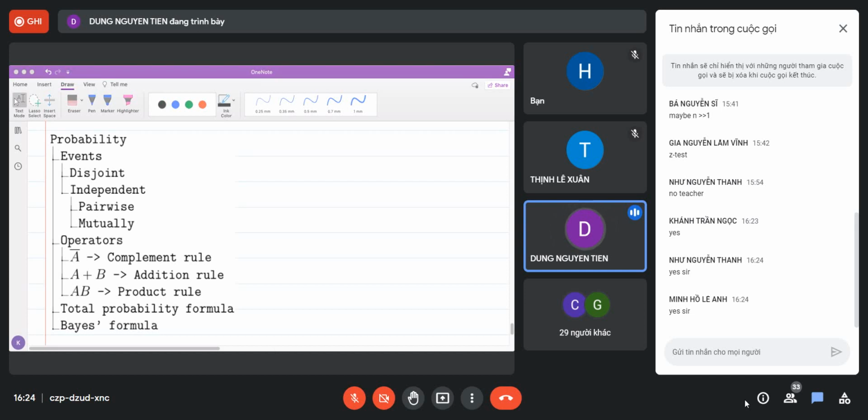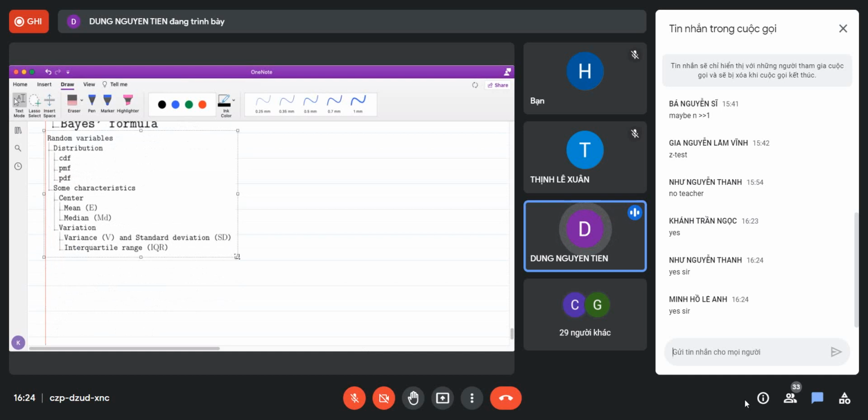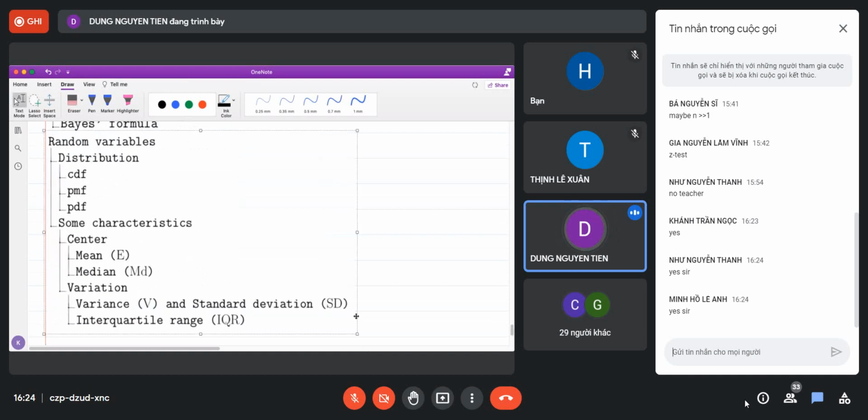For the next chapter, you learn random variables with distribution. For the distribution, you learn the CDF, the PMF, and the PDF, right? The density function, mass function, and the cumulative distribution function. You also learn some characteristics, including the mean, the median, the variance, the standard deviation, and the interquartile range.